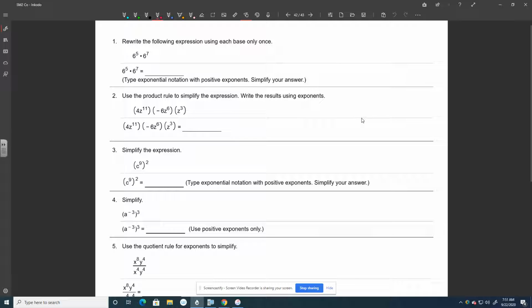So number one, 6 to the 5th times 6 to the 7th. The bases are the same, so you can add the exponents. 5 plus 7, so that becomes 6 to the 12th power.